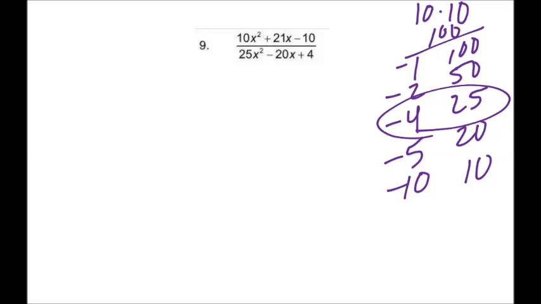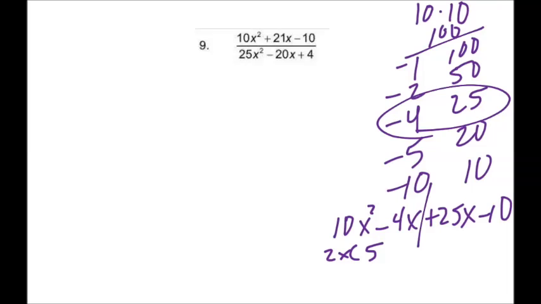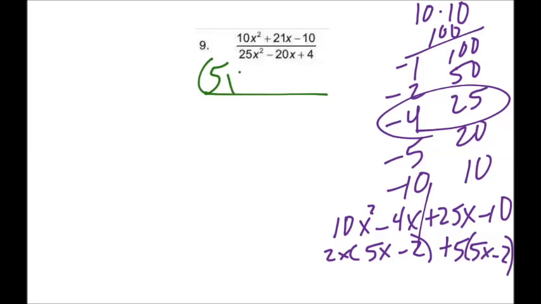So you're going to say 10x squared minus 4x plus 25x minus 10. Cut it in half, pull out a 2 and an x, leaves you 5x minus 2, plus pull out a 5, and it leaves you 5x minus 2. So the top is 5x minus 2 and 2x plus 5.